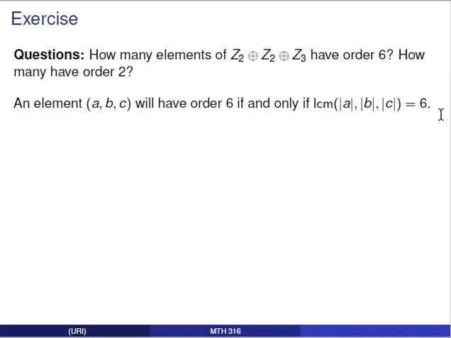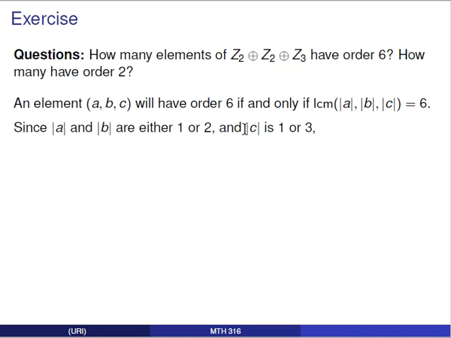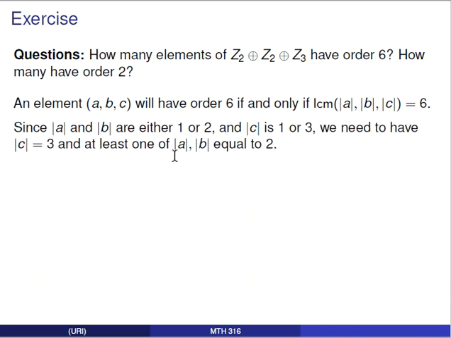Now, the elements of Z2 can only have orders 1 or 2, and the elements of Z3 can only have order 1 or 3 by Lagrange's theorem. So we are sort of limited in how we can end up with the least common multiple equal to 6. In fact, we must have that the order of C is 3. That's the only way to get a multiple of 3 as the least common multiple. And at least one of the order of A and the order of B has to equal 2.